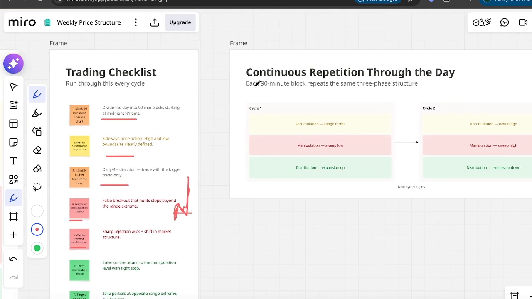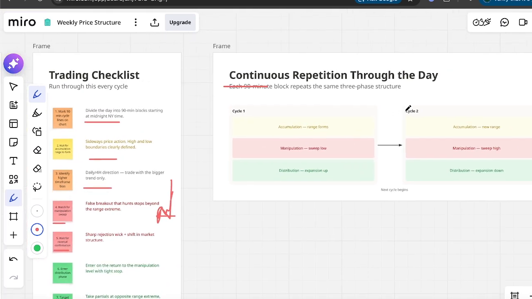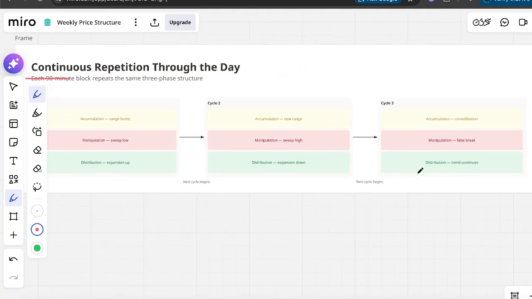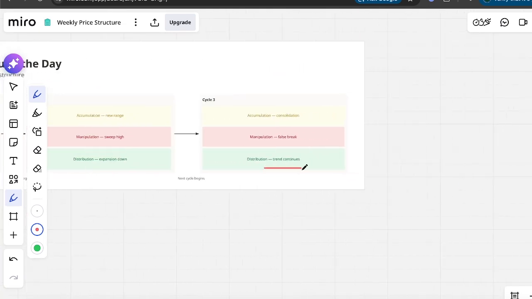So this is a continuous repetition throughout each day. And we see all of the cycles inside of here. So we always only want to be trading this box here. So moving on to a real trade example today that I took on one of my Lucid funded accounts, we can jump straight into this.